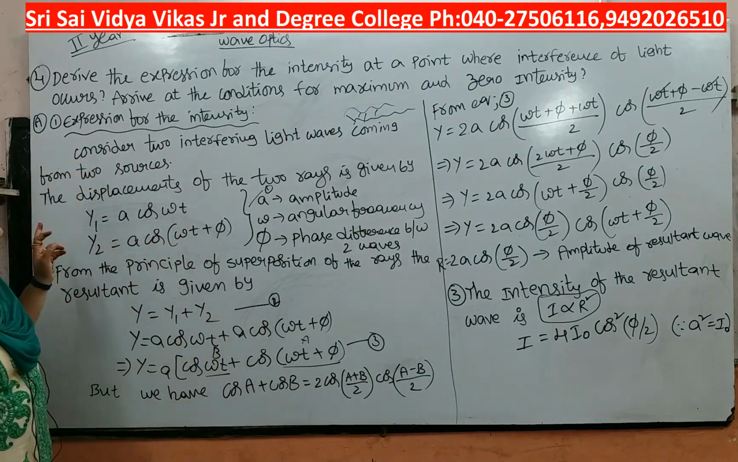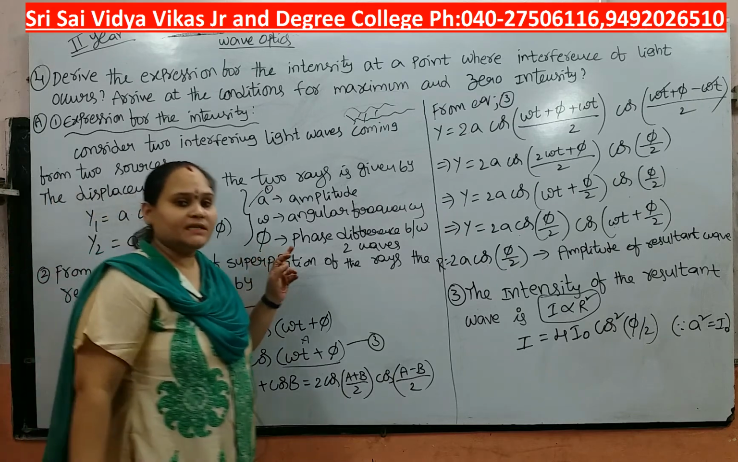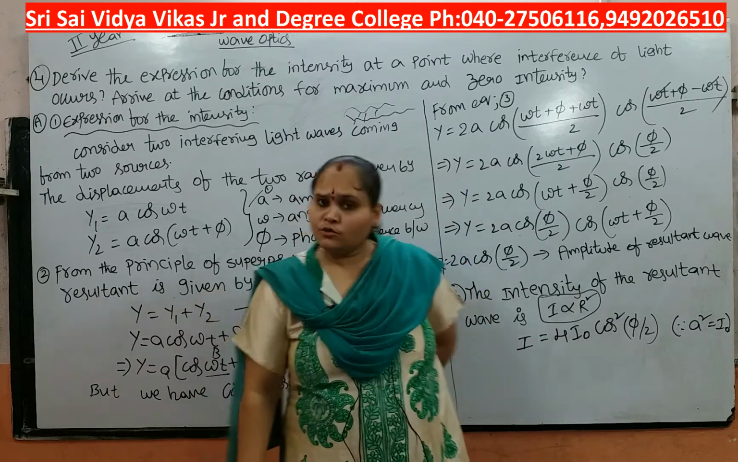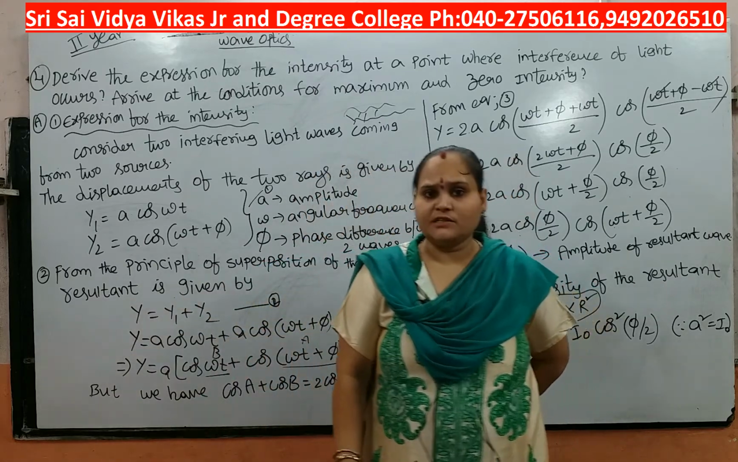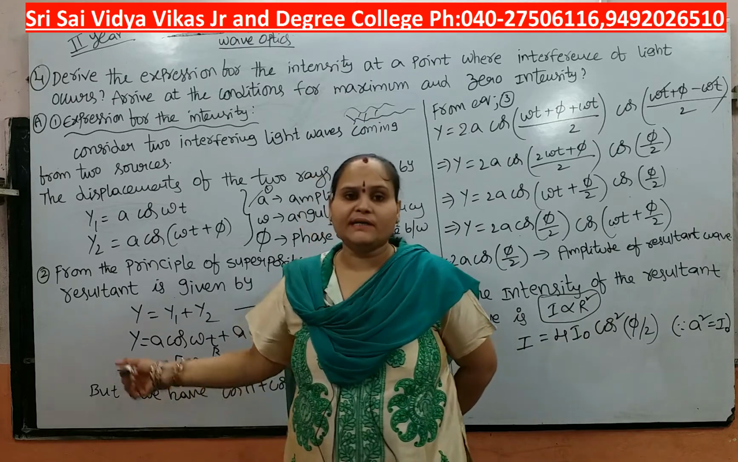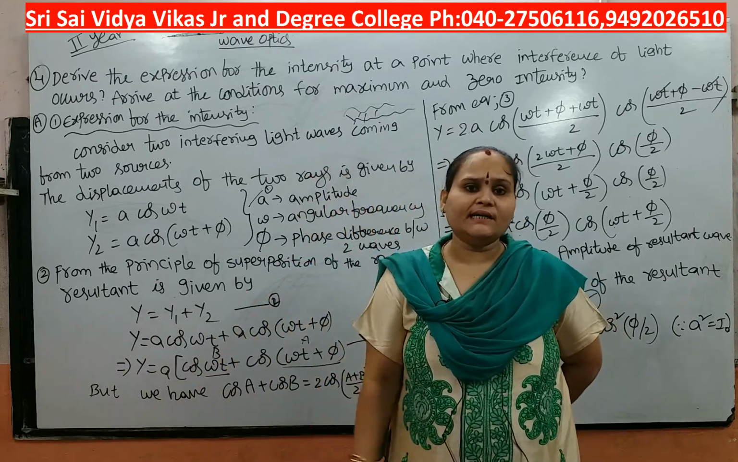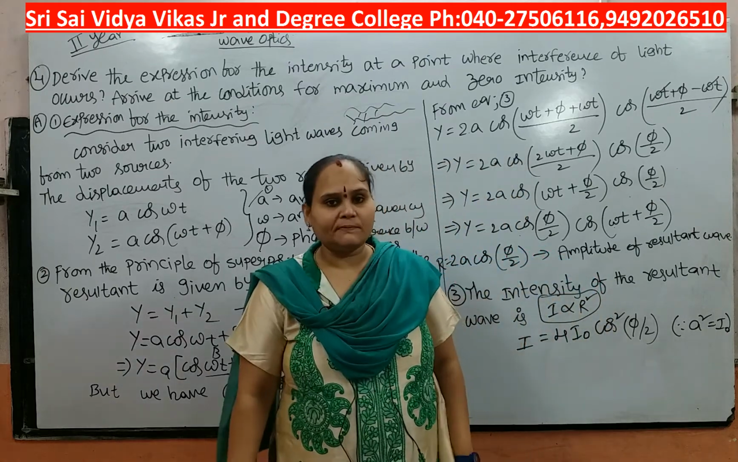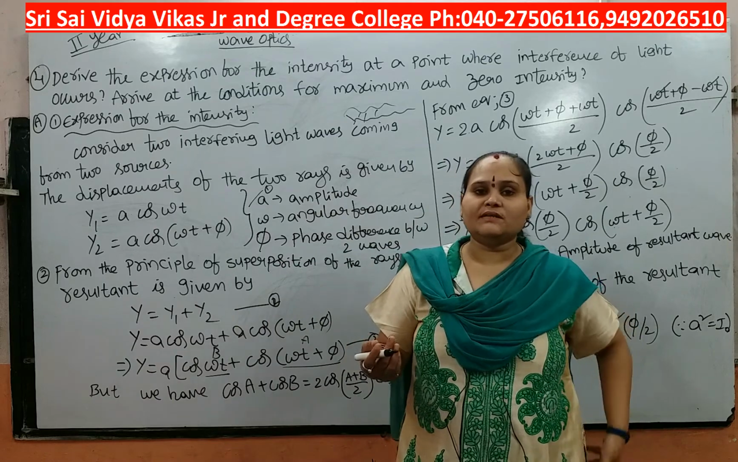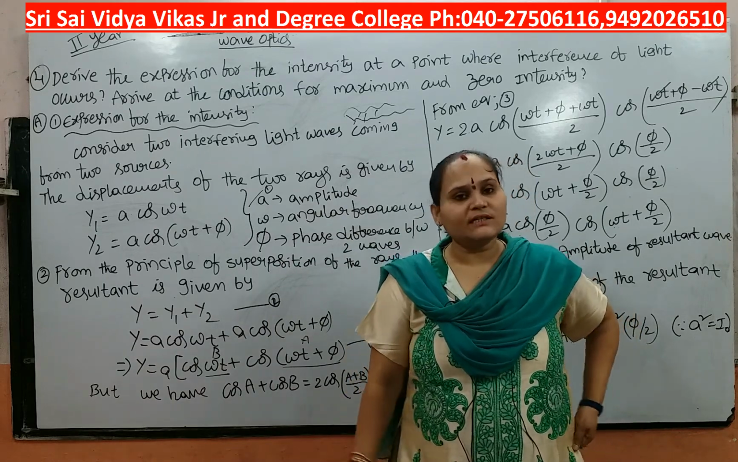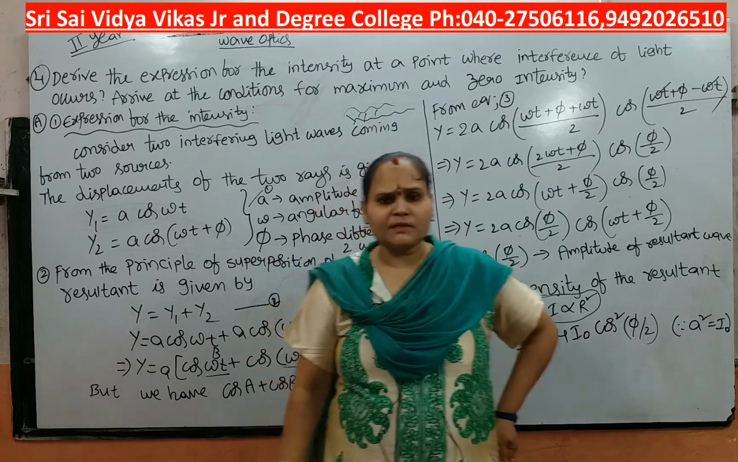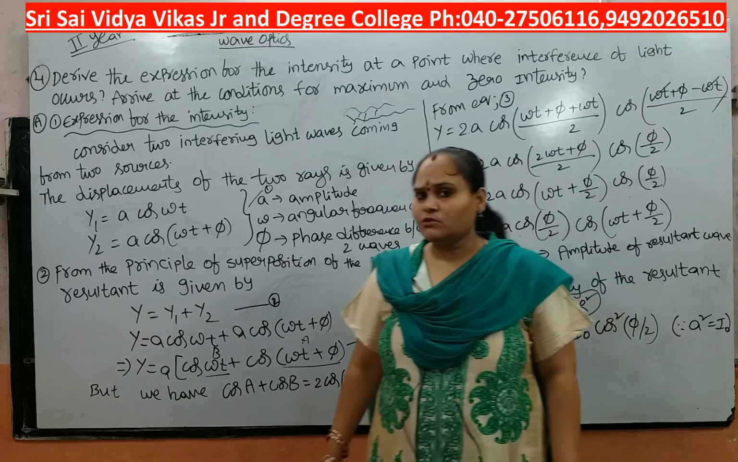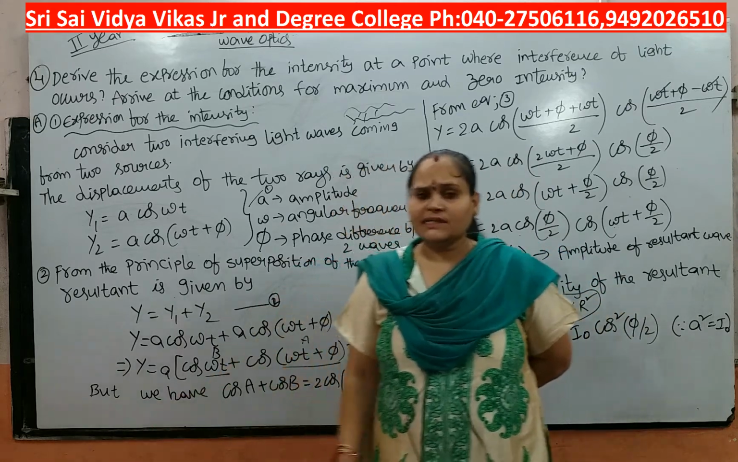Once again, I will repeat it. Here we are finding the expression for the intensity of the two interfering light waves coming from two different sources. For this purpose we are considering two sources having a certain phase difference. So the displacement of each wave can be taken as y1 and y2. y1 will be taken as a cos omega t and y2 will be equal to a cos of omega t plus phi. That means these two have a certain phase difference phi. We find the resultant displacement by using the superposition principle. We know that y equal to y1 plus y2. Then substitute the values of y1 and y2 in the resultant displacement y.